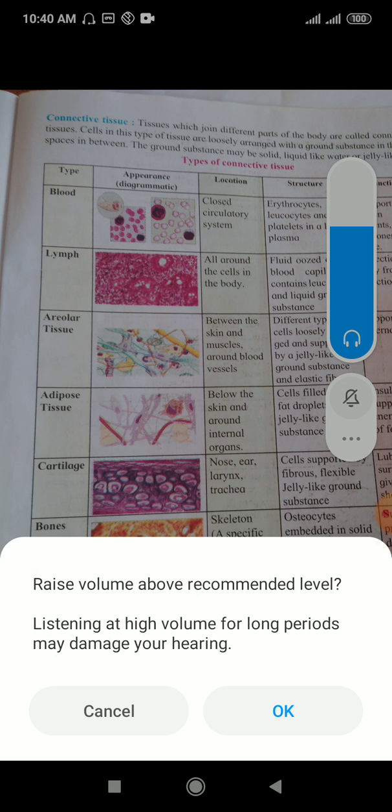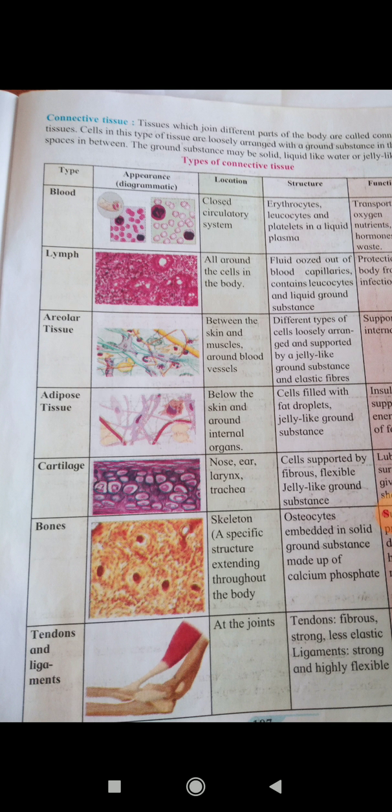First one, blood. Apparatus means diagrammatic structure of that tissue. Location, closed circulatory system. We know that blood reaches throughout the body by circulating. So these are located in closed circulatory systems.